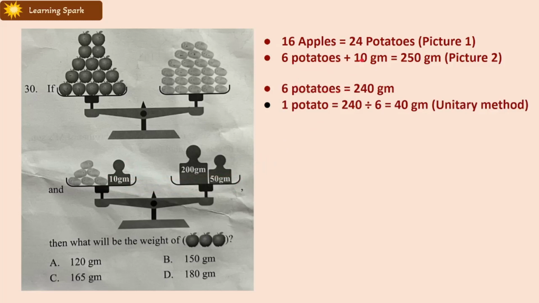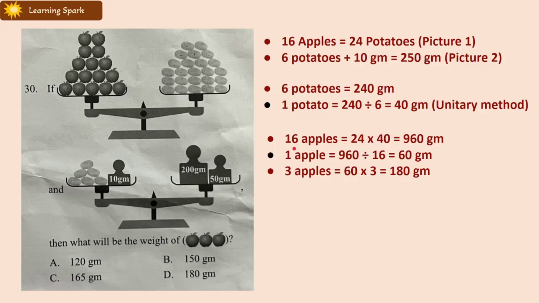6 potatoes plus 10 grams equal to 250 grams. So 6 potatoes equals 250 minus 10, so 240 grams, right? So we have to find out the weight of 1 potato. This is the unitary method, because we have to find out the weight of 24 potatoes. Before that we have to find out the weight of 1 potato, which is 240 by 6, which is 40 grams.